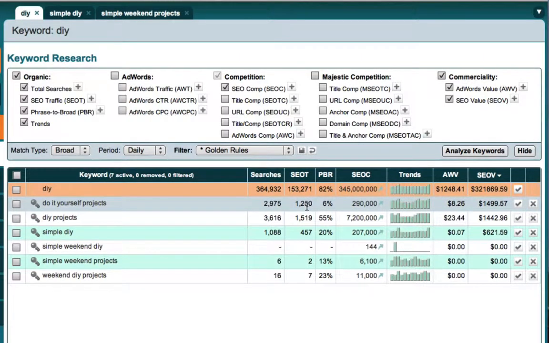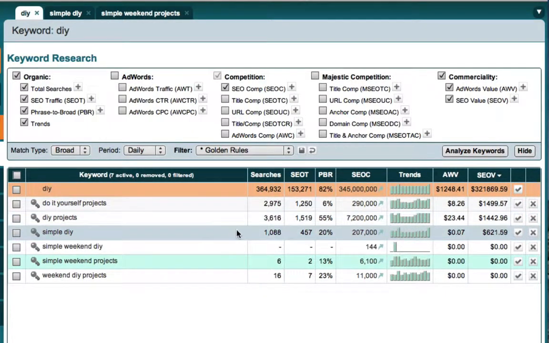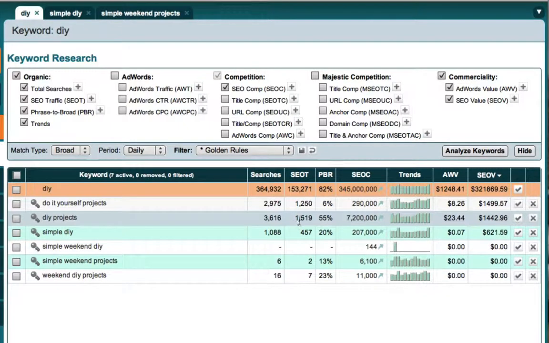Do-it-yourself projects has a good amount of daily clicks for search engine traffic, but only a PBR of 6%. That's really not good. Right here, DIY projects, that's fairly decent. 1500 SEO traffic, and a 55 PBR, phrase to broad ratio. That's actually excellent. But what's not excellent is the SEO competition. Look at this, 7 million. It's just too crazy, so that would be difficult to get into.